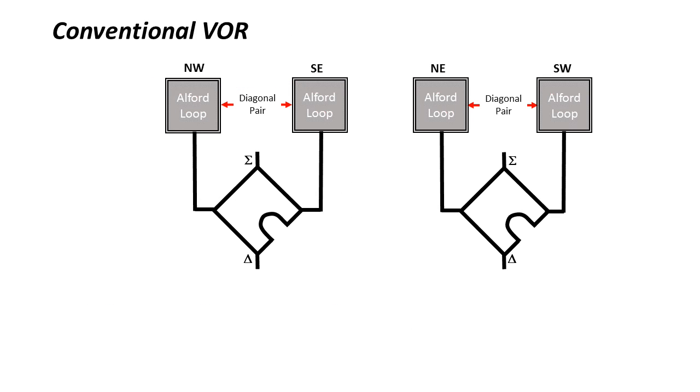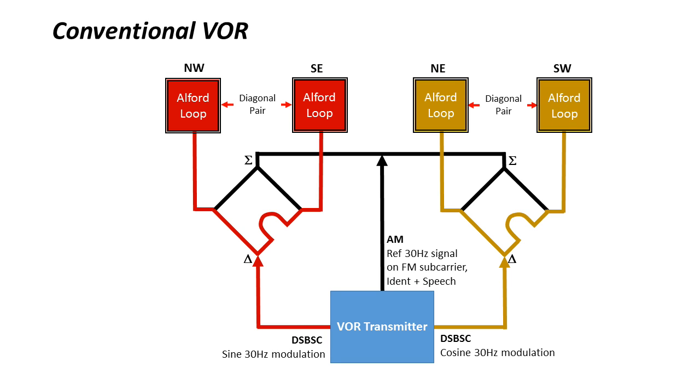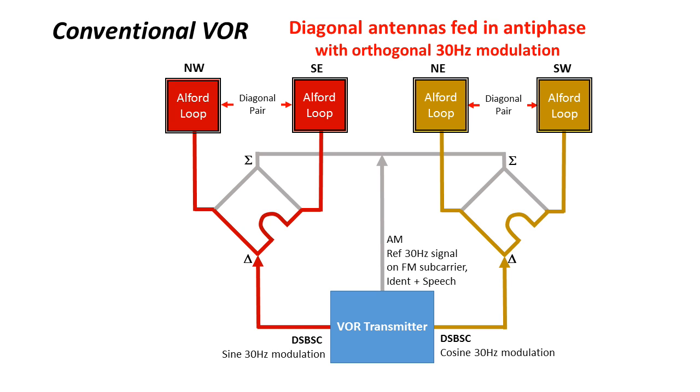The sigma inputs are connected together as shown and fed with the main AM output from the transmitter, carrying the north reference FM signal, ident and speech. This signal passes to all four antennas in phase, resulting in an omnidirectional radiation of these signals. The DSBSC sideband signals are fed to the delta inputs to each diagonal pair of antennas to give the required 30 Hz modulation components in quadrature. And remember, the sigma ports are isolated by the cancellation in the RF bridges, so the relatively high power of the main transmitter can't affect the DSBSC amplifiers.